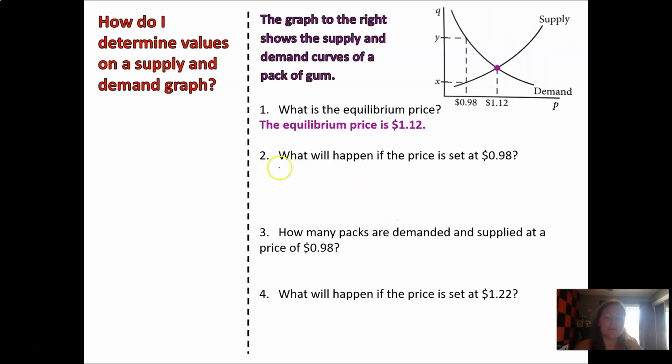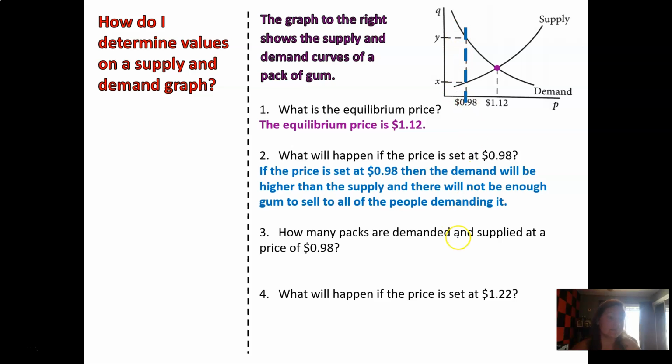Number 2, this is like our warm-up, right? What will happen if the price is set at 98 cents? At 98 cents, blue goes with the blue writing, got it? At 98 cents, the demand is higher than the supply. The demand crosses up here at Y, and the supply is down here at X. So the demand will be higher than the supply, so there will not be enough gum to sell to all of the people demanding it. They'll run out. They could have made more money.